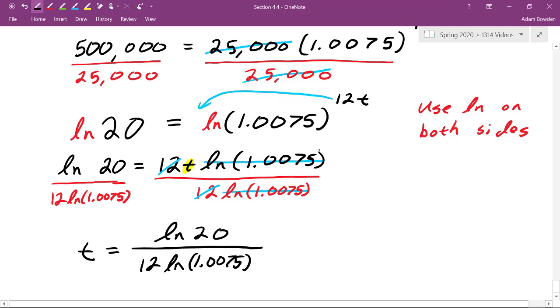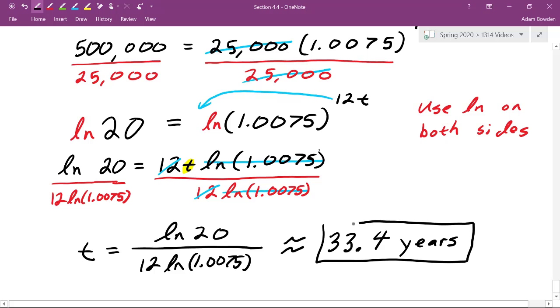That's something we need to use in the calculator, and if I plug this whole thing into the calculator as is and round it to the nearest tenth, I got 33.4. So that refers to the number of years in this case. So how long will it take? 33.4 years for that money to grow from 25,000 up to 500,000.